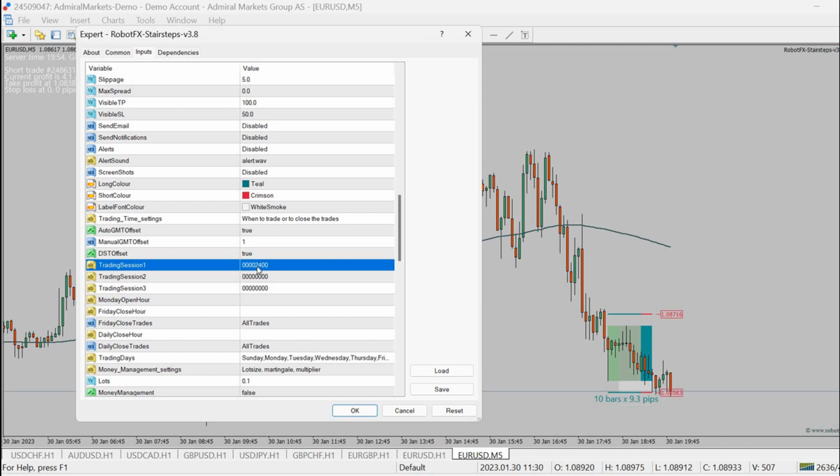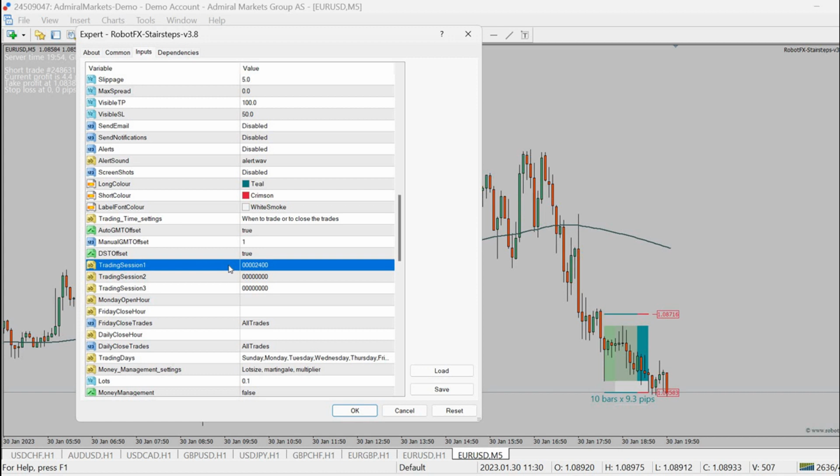This is, let me split it, basically the beginning and the end that I want the expert advisor to start and then to stop trading. So I want the expert advisor to start at 12 o'clock and finish at 12 o'clock. That means the expert advisor trades non-stop. So it is an hour, minute, start, and then again end, hour, minute. I hope it's clearer now.